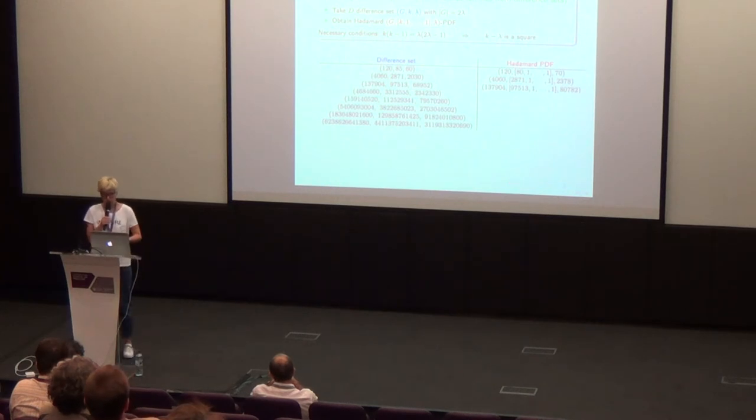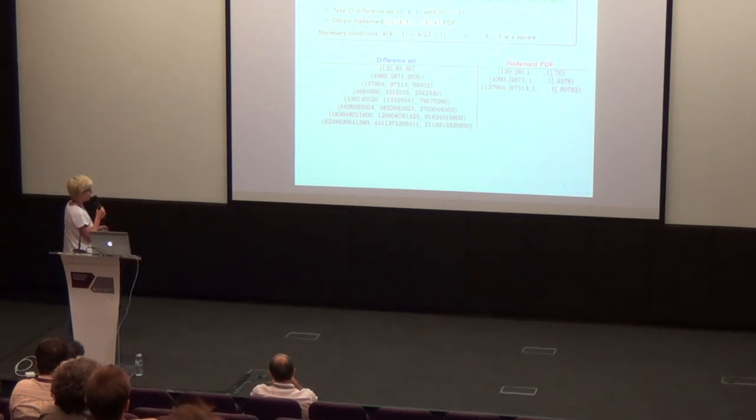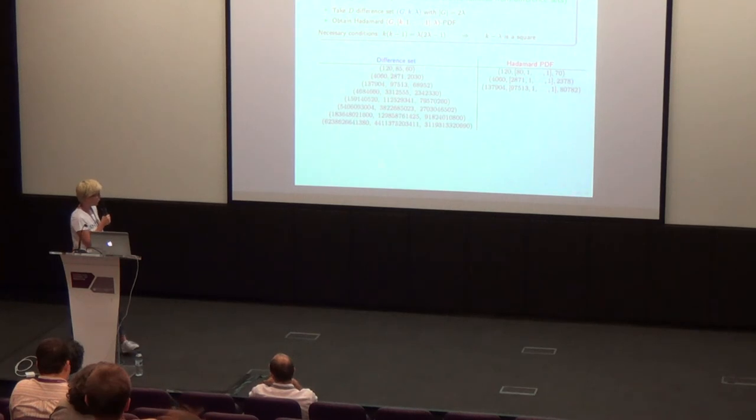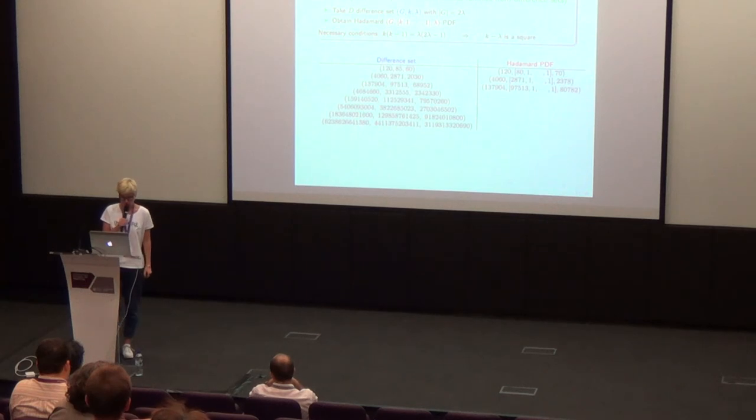If you try to compute which are the smallest parameters admissible under this condition, you get that these are the parameters of difference sets that you could use to obtain Hadamard partition difference families. And these are the parameters of the Hadamard partition difference families that you would get. It is unknown whether these difference sets exist. And as you can see, the numbers get very big, very fast. So I don't know how much hope there is that we will find the solution soon.